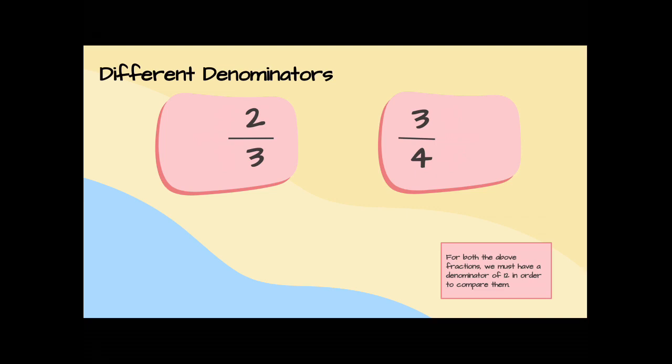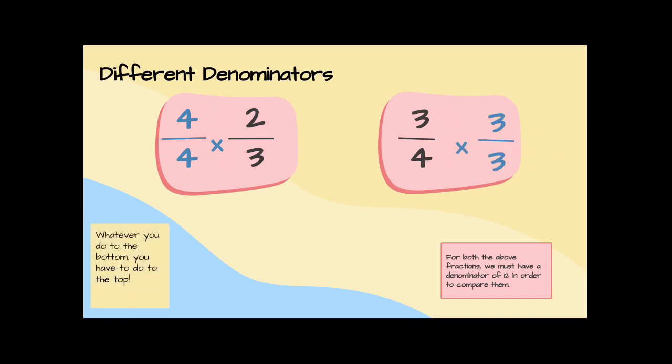But whatever we do to the bottom, we have to do to the top as well. So we're going to multiply this whole thing by 4 over 4. For the right fraction, we have to multiply 4 times 3 on the bottom. So we also have to multiply the numerator by 3. So we multiply by 3 over 3. Remember, whatever we're doing to the bottom, we're also doing to the top.